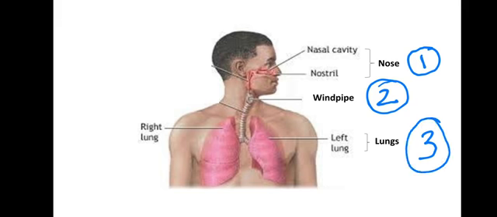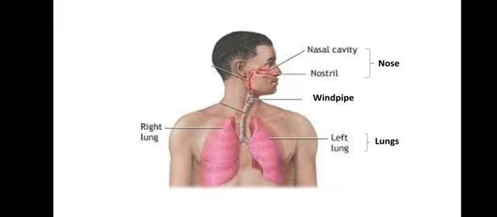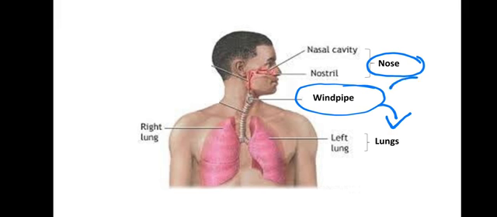Okay. So the nose takes in air through the nostrils. It goes to the windpipe. And through the windpipe, it goes to our lungs. So first air enters our body through our nose. Then where does it go? It goes to the windpipe. From the windpipe, it goes to our lungs. So this is the path of breathing. Likewise, the air is also removed from our body.